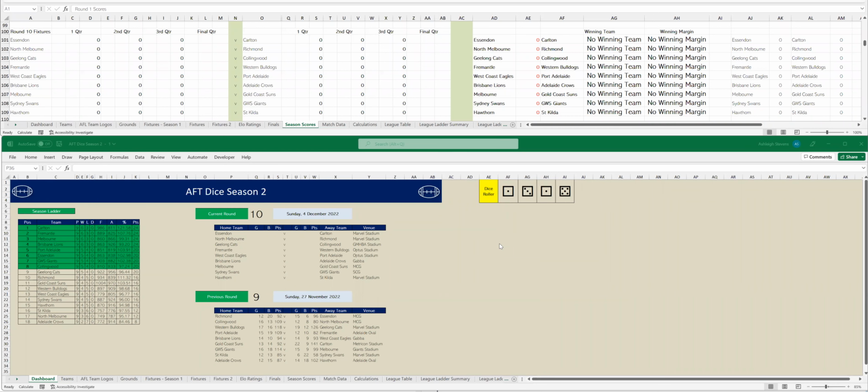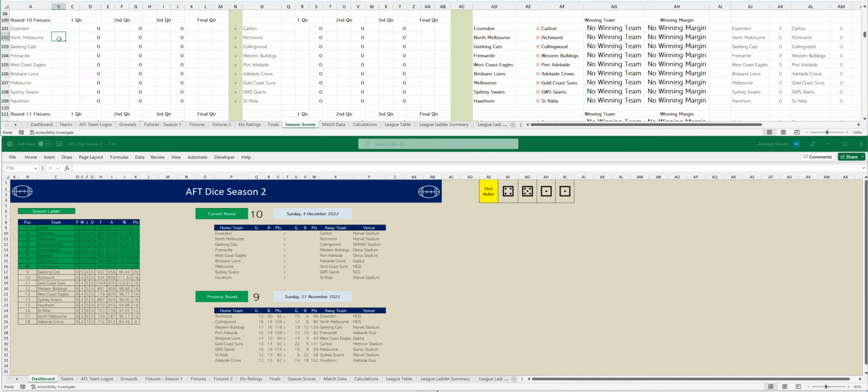It is round 10. Let's go to the first game. It's Essendon versus Carlton at MRVL Stadium. In the first quarter, Essendon have kicked 4-5 to Carlton 1-1.